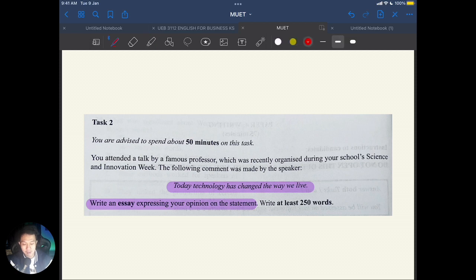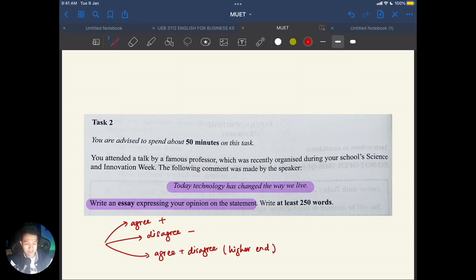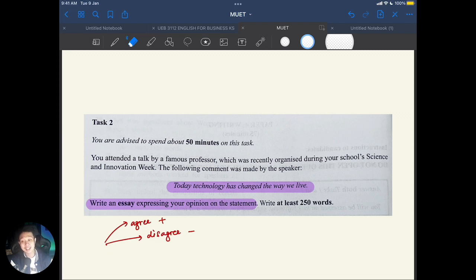First things first, you need to decide whether you want to agree, or disagree, or agree and disagree. If you are not confident in this kind of essay, pick one side, whether you want to be in the light side or the dark side, which is positive or negative. This is a bit higher end. I would not advise you to do it because it's high end. Even I think that is risky. So let's focus on these two: whether you want to agree or you want to disagree. Let's move on to the next one.